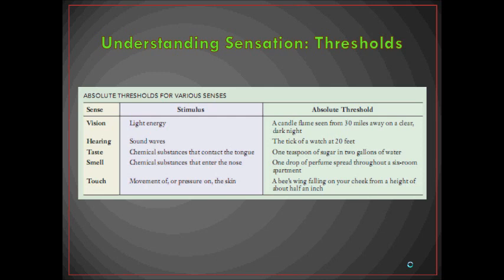And lastly, touch, using movement of or pressure on the skin: a bee's wing falling on your cheek from a height of about half an inch. That is the lowest level of sensory information that we can detect from the environment using our touch sense. Pretty remarkable stuff.